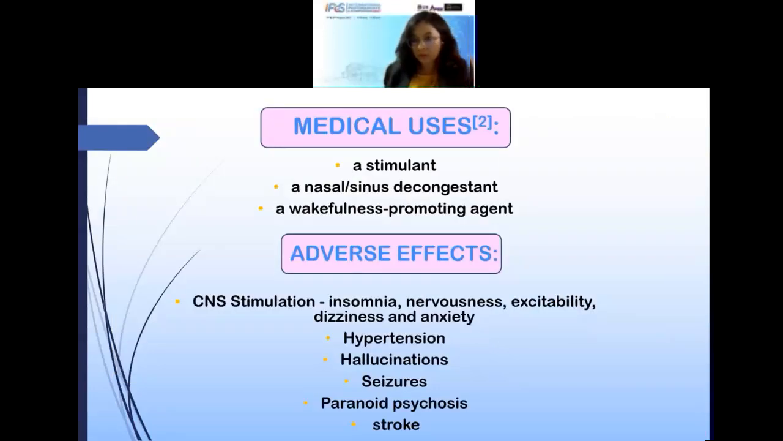The medical uses of pseudoephedrine include as a stimulant, a nasal and sinus decongestant, and a wakefulness promoting agent. However, by taking this medication in overdose and for a long-term period, it may stimulate the central nervous system, which can cause insomnia, nervousness, excitability, dizziness and anxiety, hypertension, hallucination, seizure, paranoid psychosis, and stroke.